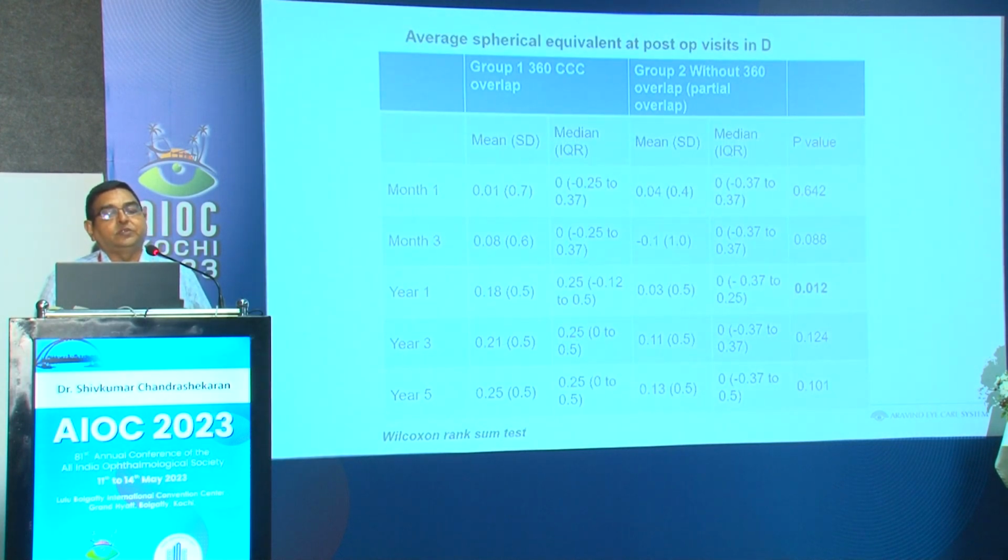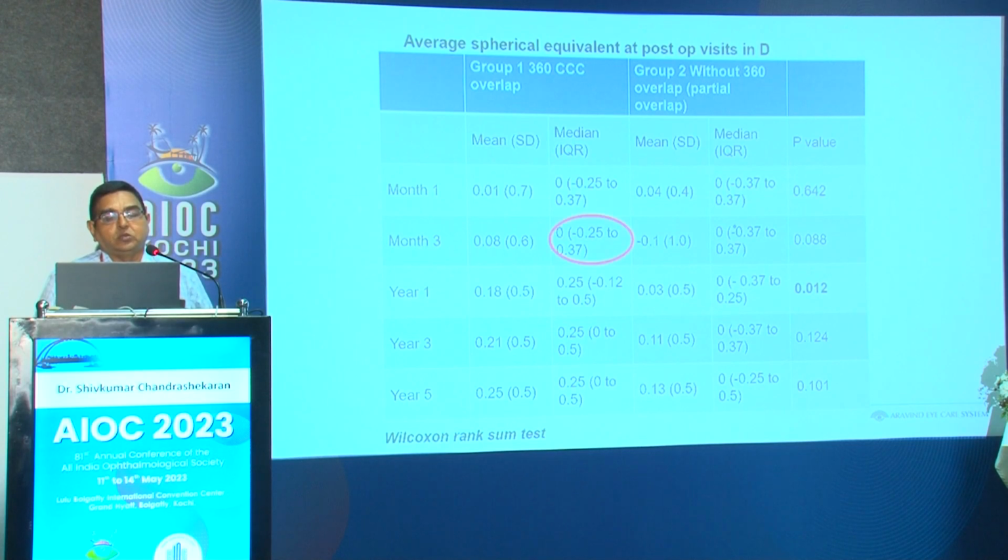When we looked at the average spherical equivalent at each visit, we found that with the overlap, the mean was 0.01 at the first month. There was a hyperopic shift of the mean to 0.18 at 1 year, which gradually increased to 0.25 at the 5th year. Whereas in the other group, there was a wider variation, a variable refraction with 0.04, a myopic shift in the 3rd month, gradually becoming hyperopic, and finally ending at 0.13. And the change in the first year in the first group was significant.